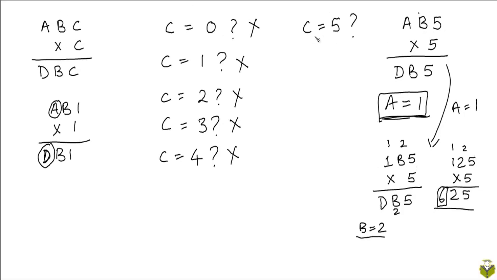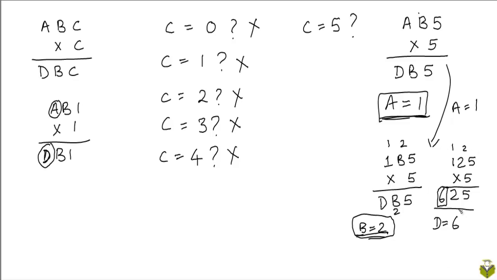We put C equal to 5, and then with that particular value of C, we got A equal to 1, and with A equal to 1, we try to enumerate the different possible values for B, and for B equal to 2, we got a legitimate multiplication operation provided D is equal to 6.